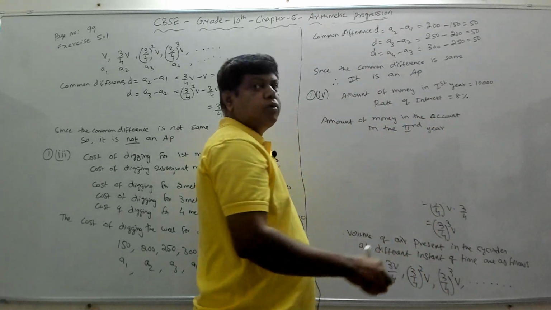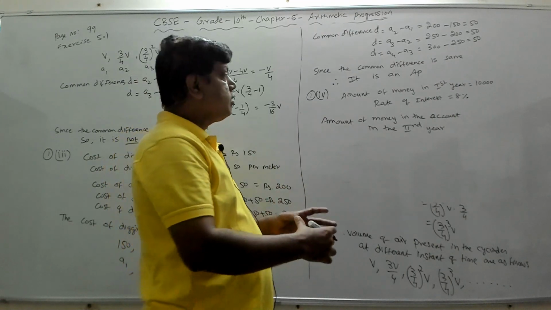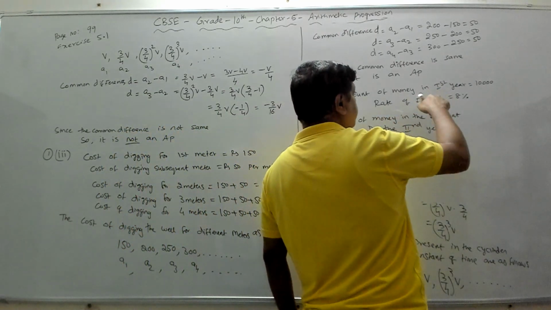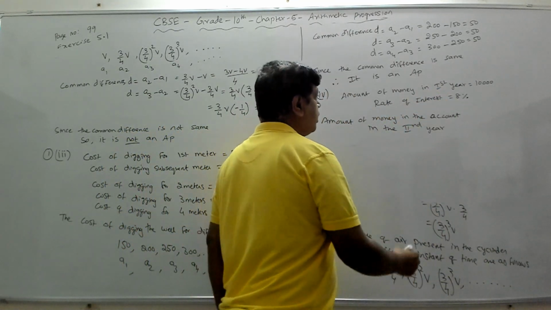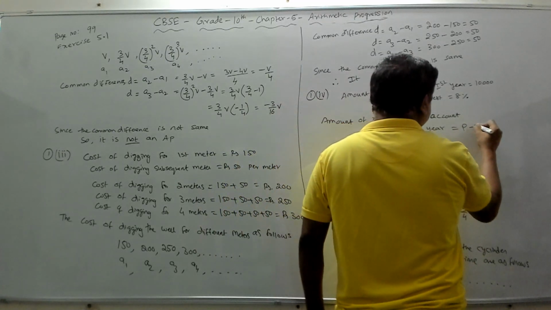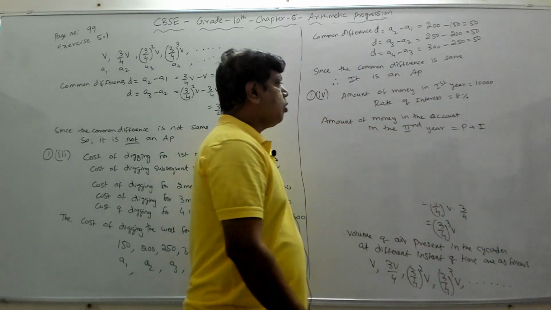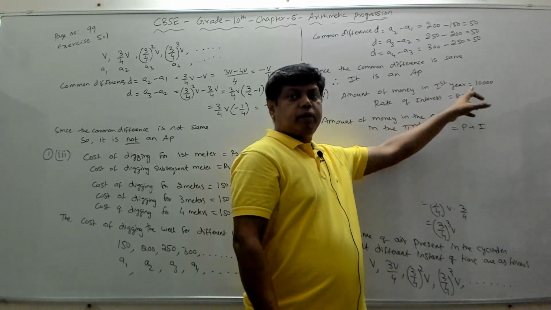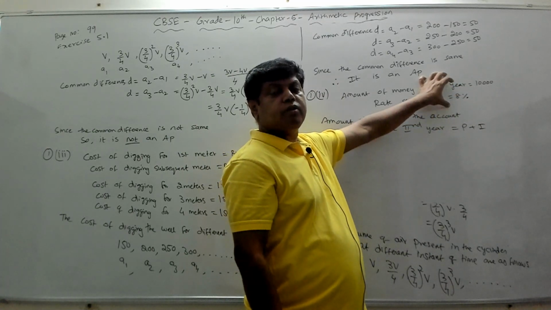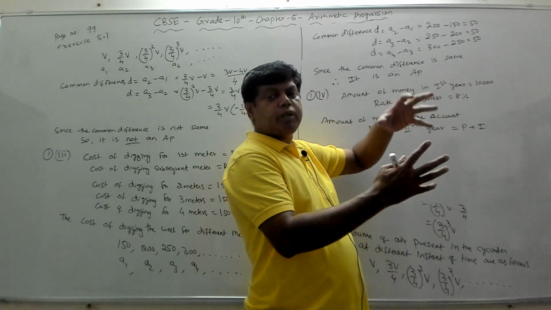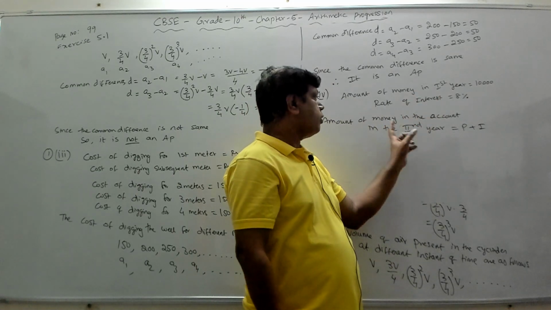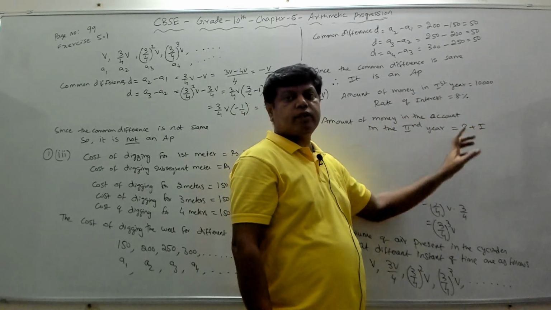The second year, how much will it be? The second year, how much it will be is the first year's money with the interest. That will be equal to the principal plus interest. How much ever was the principal plus the interest for this amount in the first year, both added, the principal plus interest added, that will give you the amount. Amount is what? Principal plus interest, right?